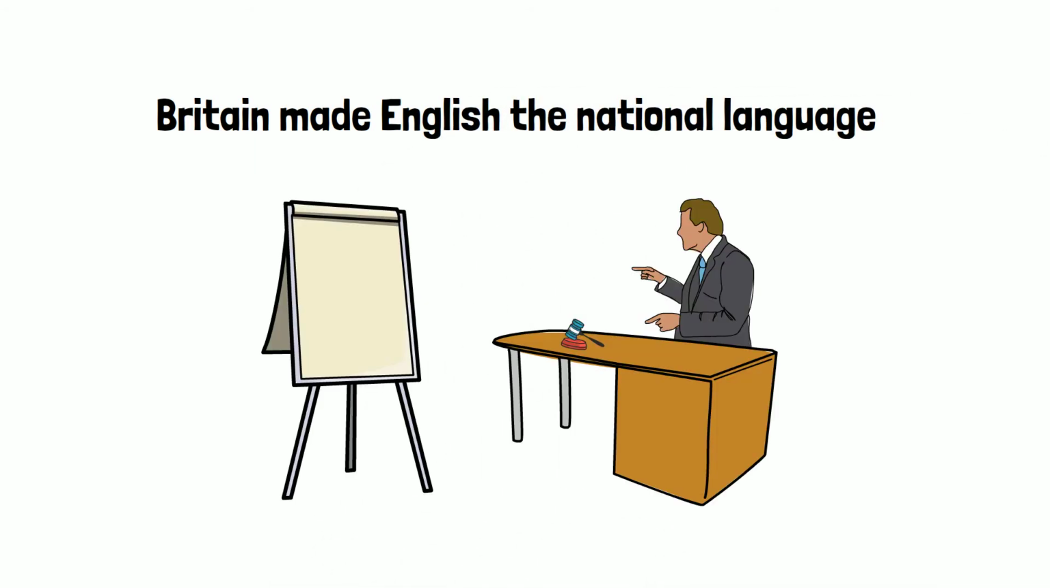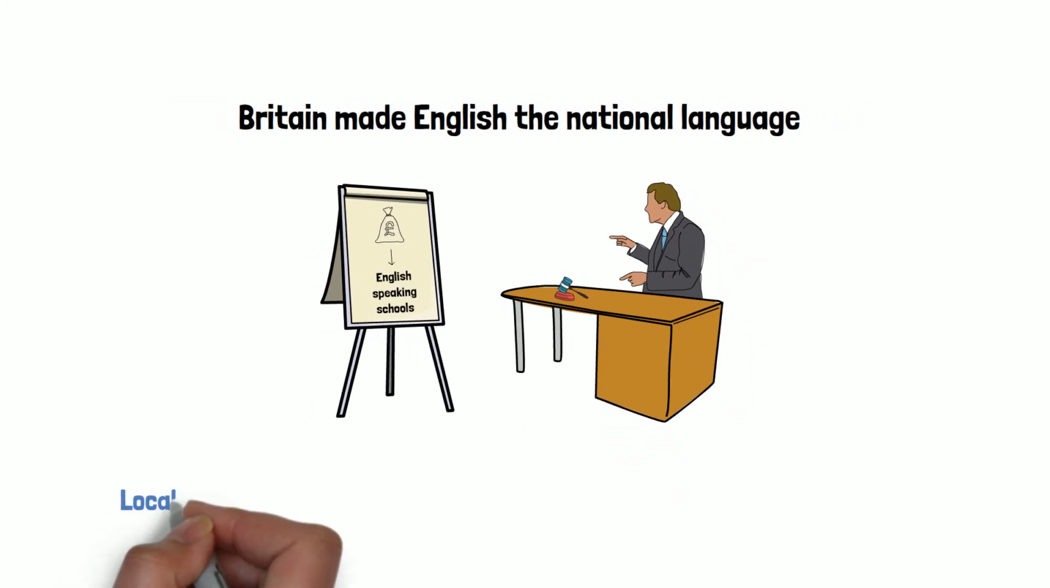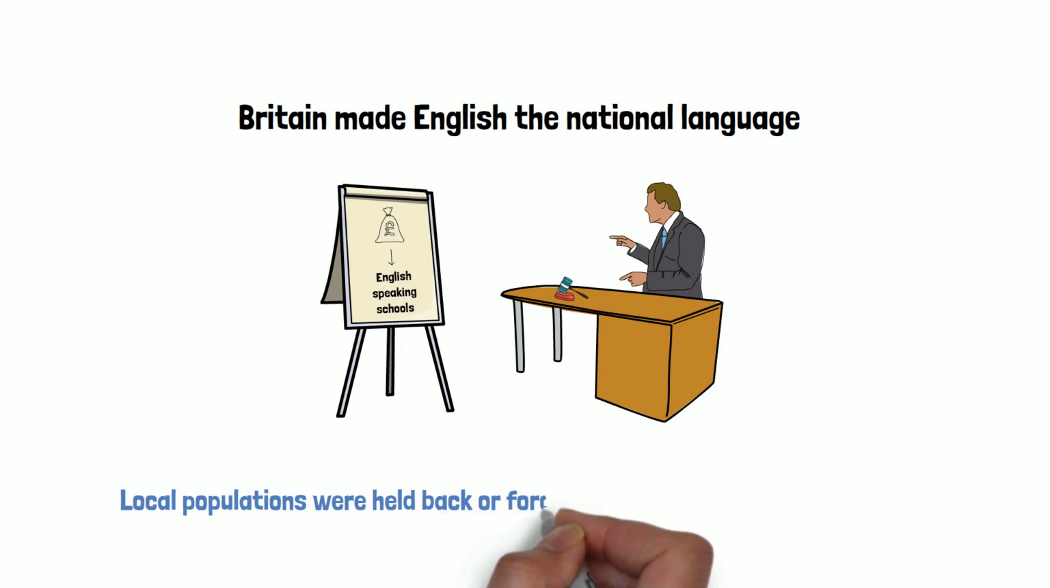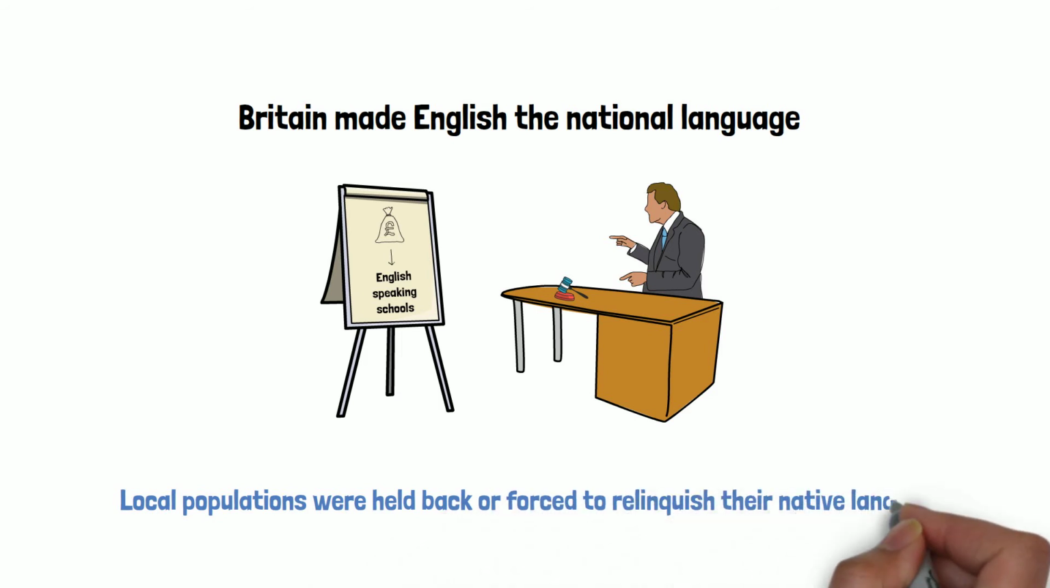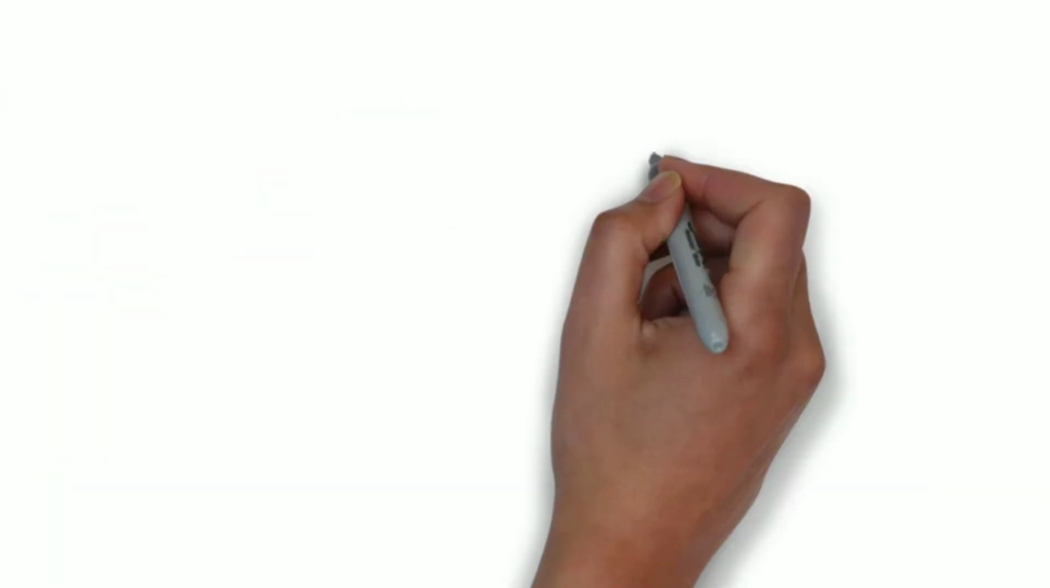In India, British officials passed laws which allocated all money spent on education to English-speaking schools. This meant that local populations who couldn't speak English were held back or forced to relinquish their native language. This is still the case today.